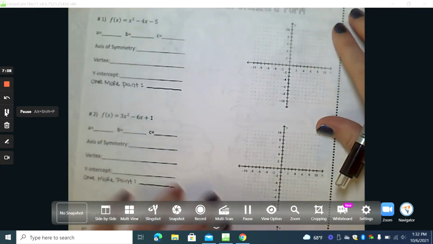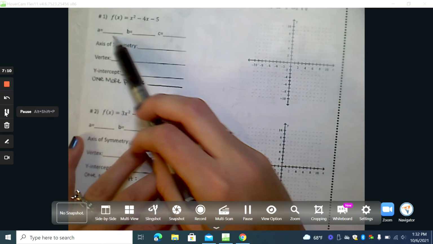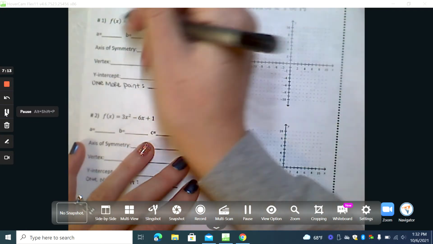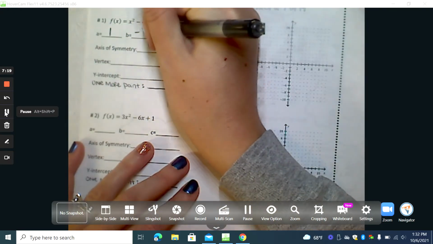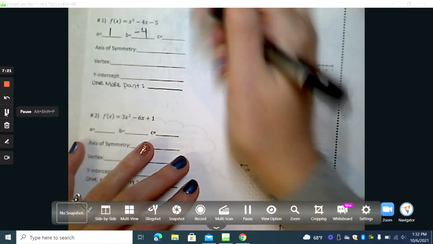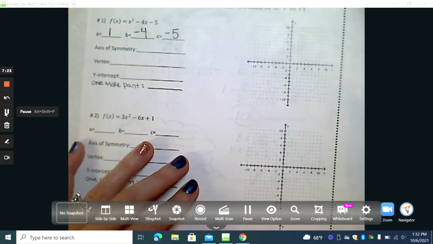First example right here. Let's start by labeling A, B, and C. A is my number in front of x squared, which there isn't anything there, so I'm just going to put a 1. B is my number in front of x, so I'll put -4. And C is my number at the end, so I'll put -5.